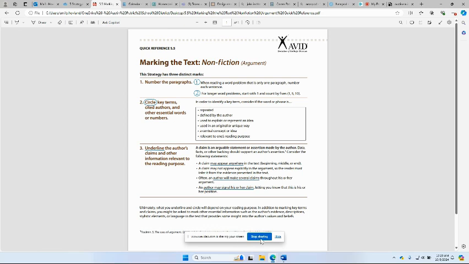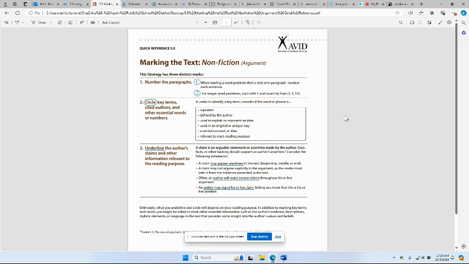So what we want you to understand is some skills that are going to help you to be more successful as you continue through high school, but also beyond. So today we're going to be looking at marking the text in nonfiction. This handout has some different things on it. Number one, number the paragraphs. When you are reading a text, if you number those paragraphs, it's going to be really helpful to you as you go back through and try to find pieces of information.